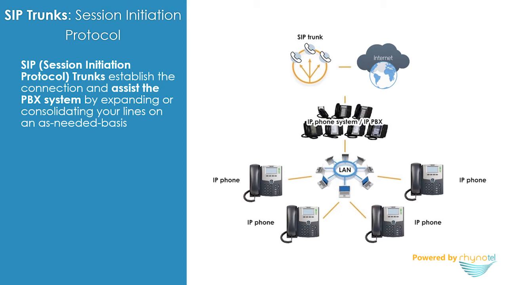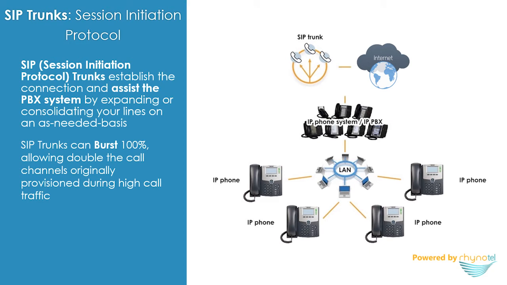SIP trunks assist the connection of a PBX to the internet by expanding or consolidating your lines on an as-needed basis. In order to take advantage of SIP trunking, an enterprise must have a PBX, an internet connection, and a DID, which we'll get into next. We would also recommend a SIP-aware firewall in place as well.